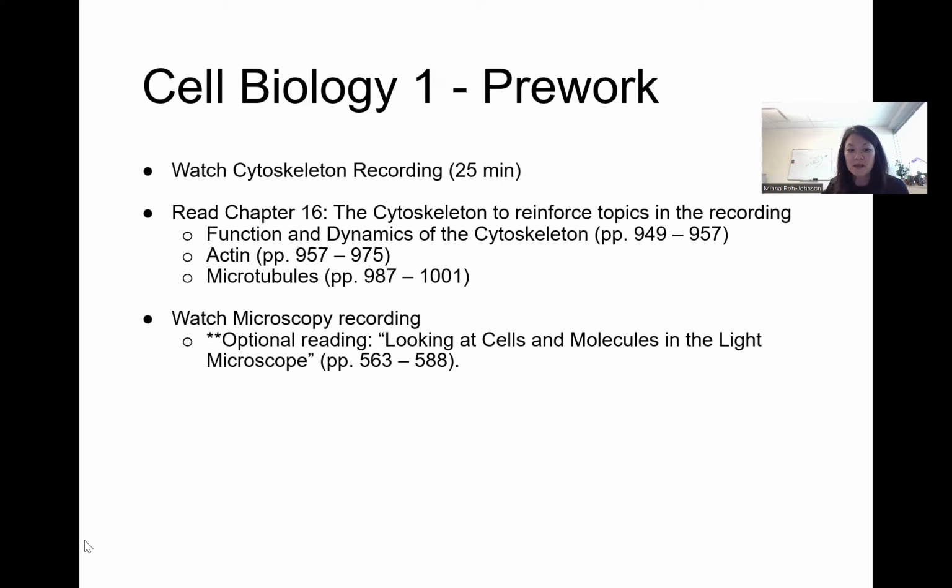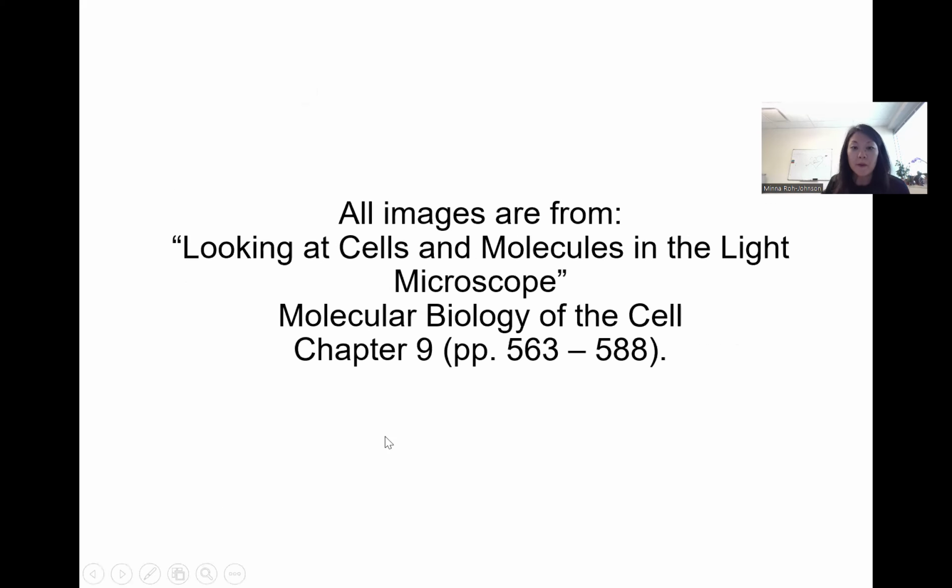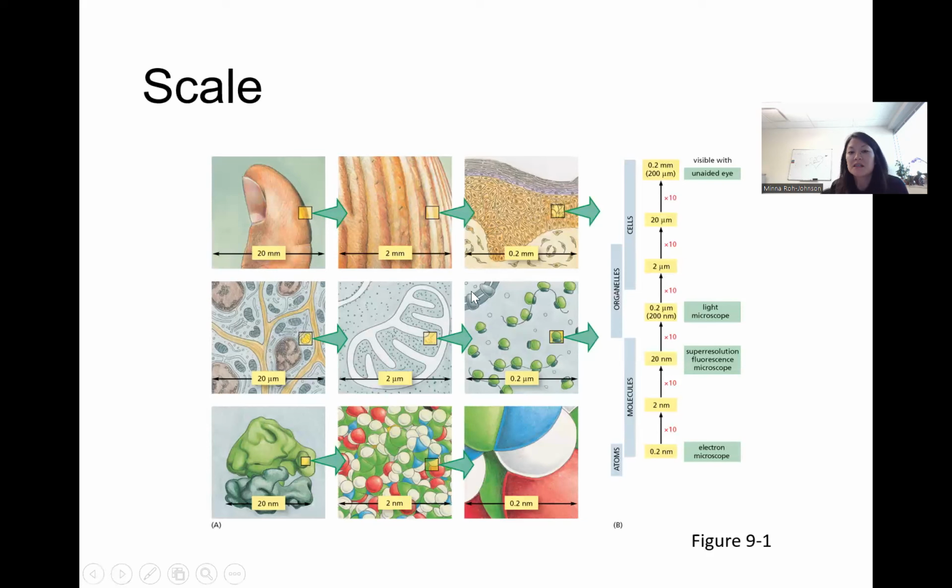Okay, so to begin then, we need to talk about scale. And all of the images, again, that I'm going to show you are from chapter 9 in the 7th edition of Molecular Biology of the Cell across these pages. So when thinking about scale, I think this image shows it beautifully. If you start off with what you can see with your naked eye, so you can see your thumb, you can see the ridges, and then we start to get at a scale where you need assistance. So this is on the tens of millimeter scale.